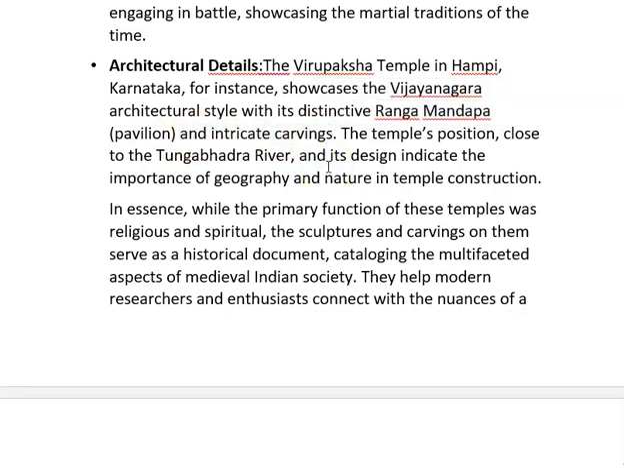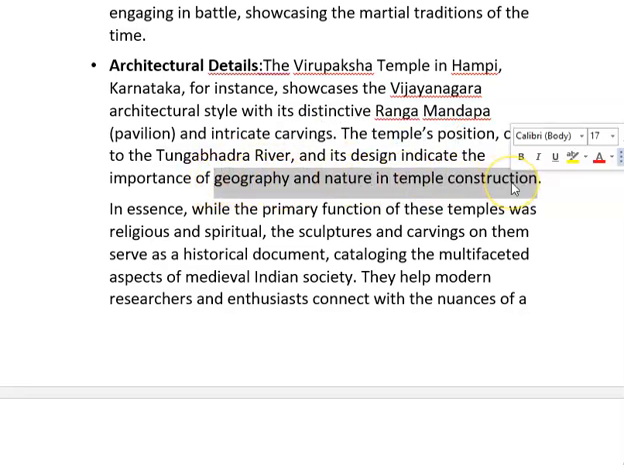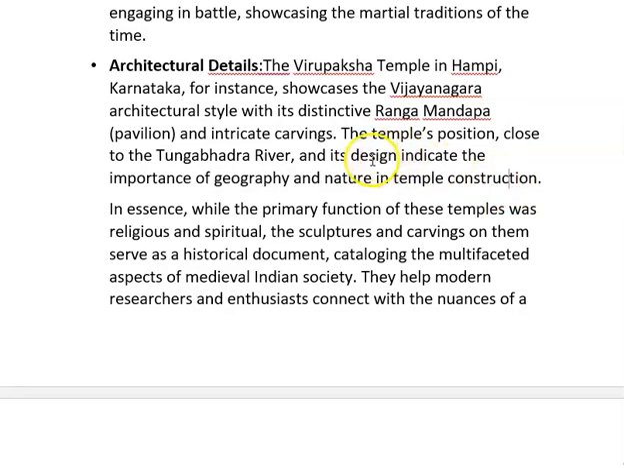Apart from that, we can see that this particular temple, the Virupaksha temple, is located close to the Tungabhadra river, and this shows the importance of geography in temple construction. They have built it in that particular location for a particular reason. So there will be a connection between the geography, the building, and aesthetics, etc. It will be evident why they constructed a temple near the Tungabhadra river or any river. What is the meaning? What's the utility of that? These things will be evident from these particular temples.